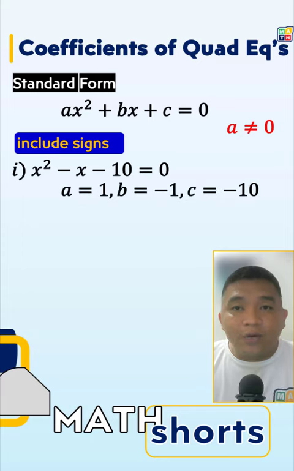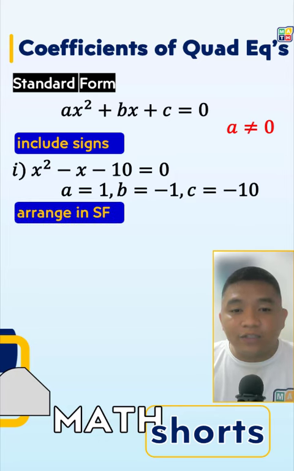Our b, the coefficient of the middle term or the x term, is not just 1, but it's negative 1, because it follows the sign or the operation before it as its sign. Also, what will happen to c is just it includes the negative sign before it, hence it's negative 10. This is where some of us will commit mistakes, so very important to include the signs before each coefficient.